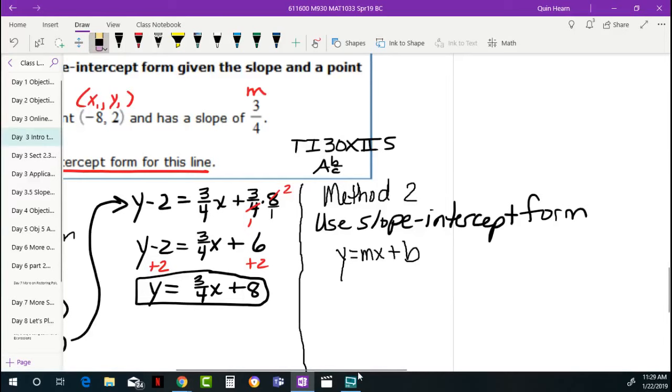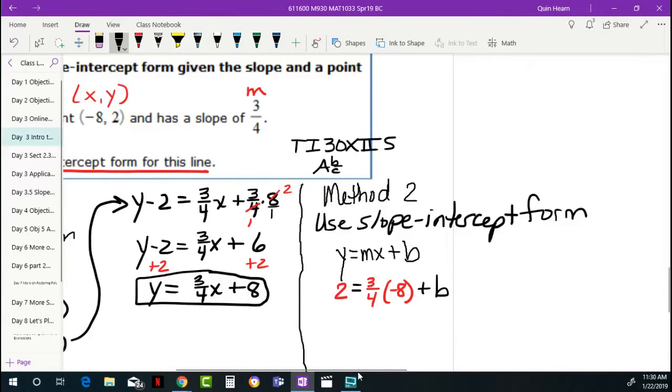And so instead of thinking of negative 8, 2 as our x1 and y1, it's going to substitute for x and y. So we're going to have 2 for y equals m, which is 3/4, times x, which is negative 8, plus b. And so what we have here is an equation that we can solve for b, the y-intercept.